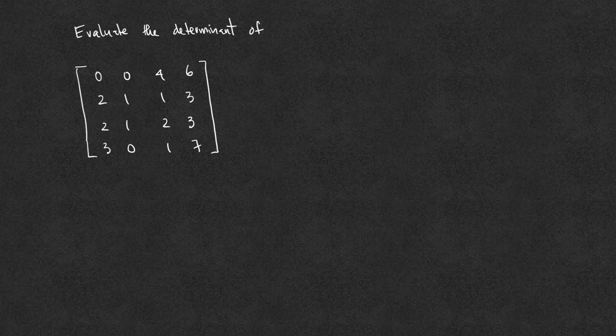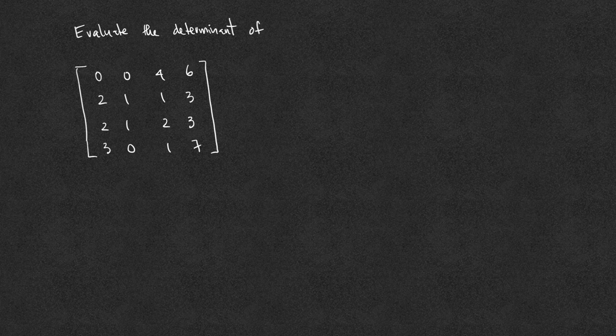Evaluate the determinant of a 4x4 matrix. The first row is 0, 0, 4, 6. The second row is 2, 1, 1, 3. The third row is 2, 1, 2, 3. And the last row is 3, 0, 1, 7.